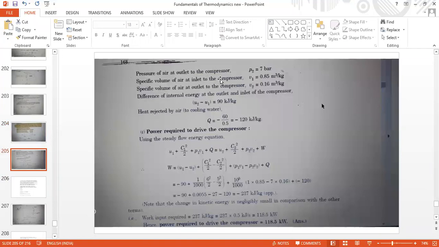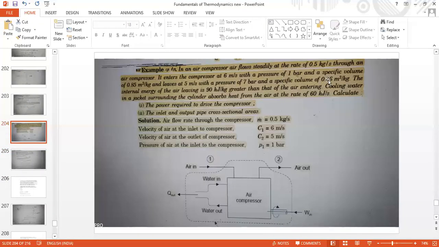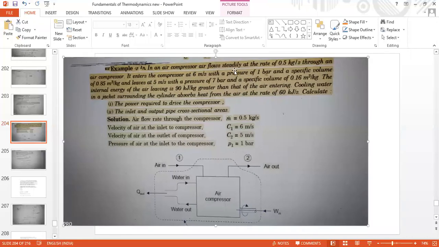See, specific volume of air 0.85. Pressure at the outlet of the compressor. See, pressure after specific volume, it leaves at 5 meters per second, that is C2, with a pressure of 7 bar. So it is leaving at P2 equals 7 bar. And specific volume V2 is also given. So all the parameters are given: P1 given, V1 given, P2 given, V2 given.